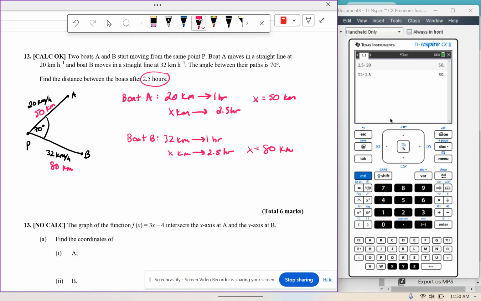Okay, so let's figure out the distance between the two boats. I'm going to connect these two little points here, and now I have two sides and I have the angle across from an unknown side. That means I'm going to be using law of cosines to figure out the third side.